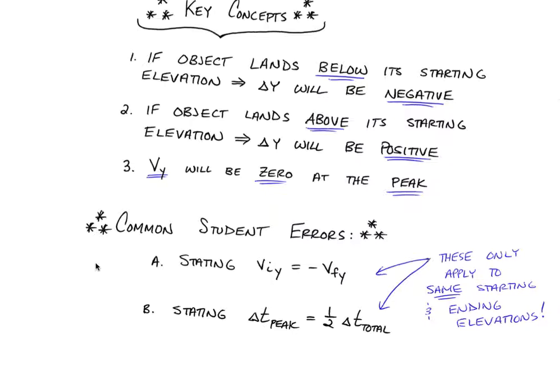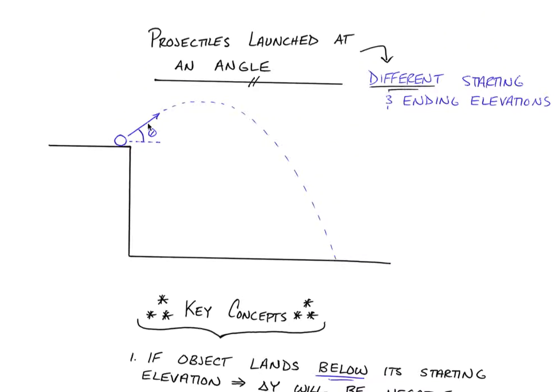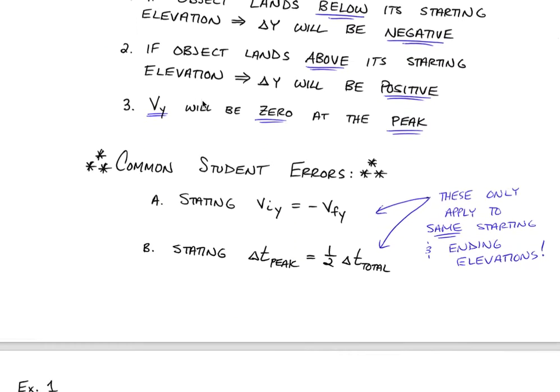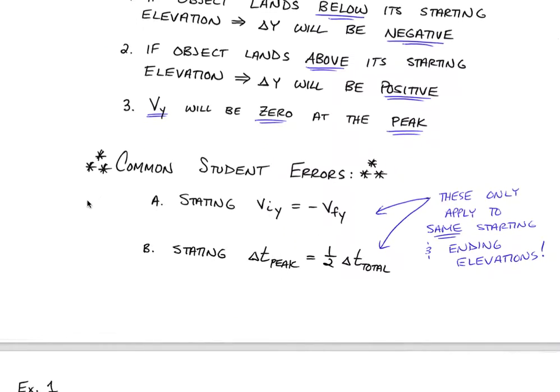Likewise, saying that the time to the peak is half of the total time, that only applies with one of those symmetrical launches. If you see here, the peak is not at the middle of this motion. It's actually closer, it looks like maybe, to the first third of the motion. When you lose the symmetry that you have from beginning and ending at the same elevation, these two concepts do not apply. Please put these in your notes somewhere. They're very, very common errors.